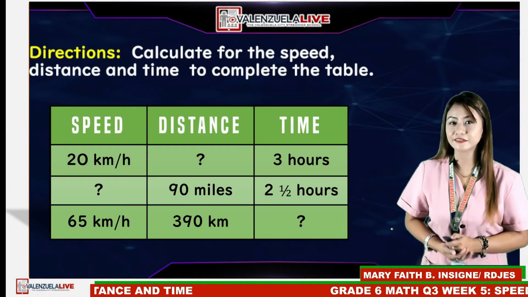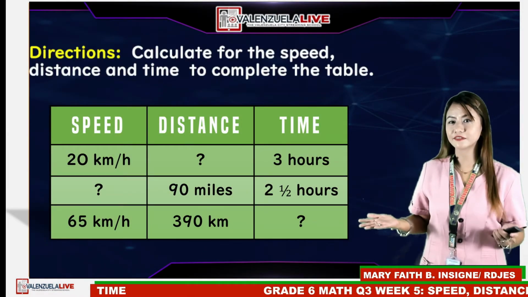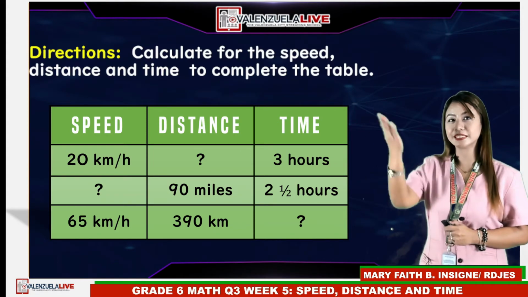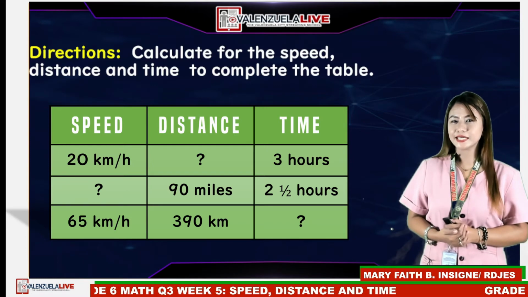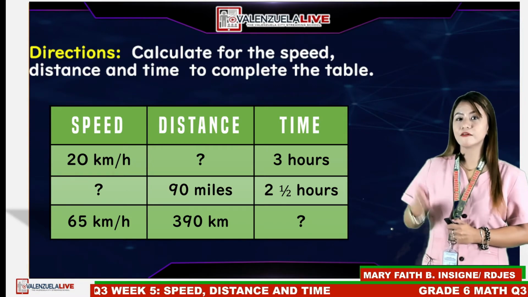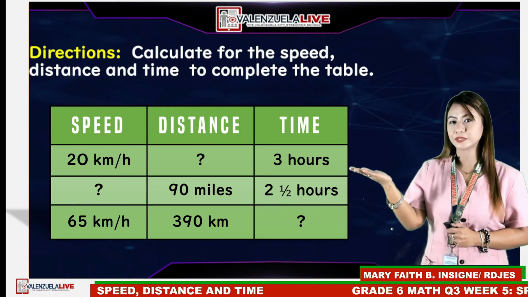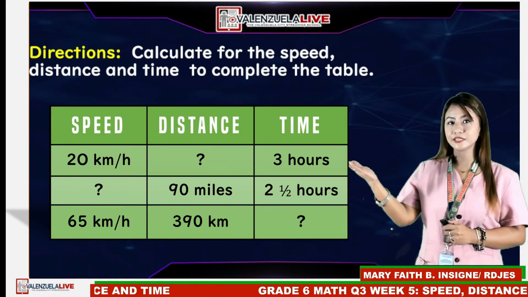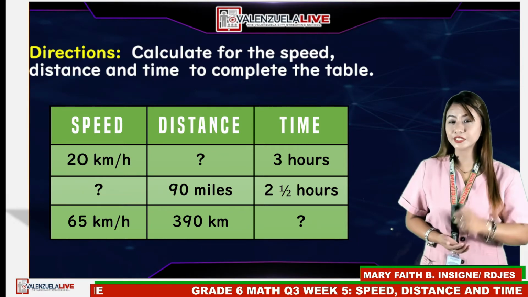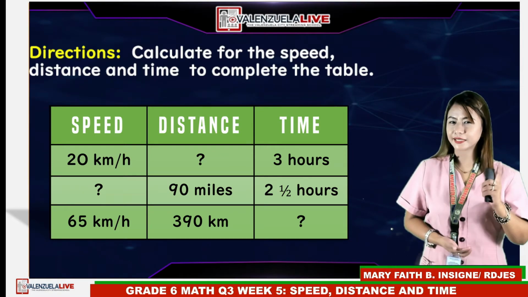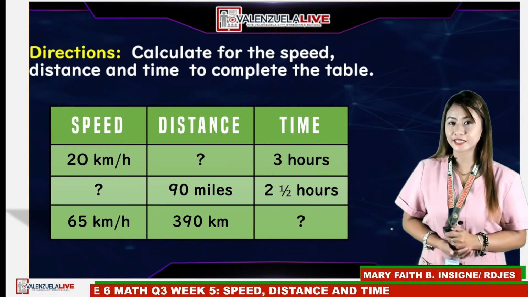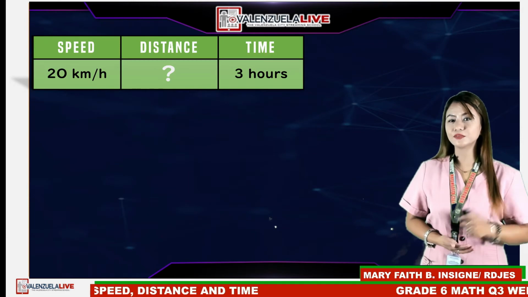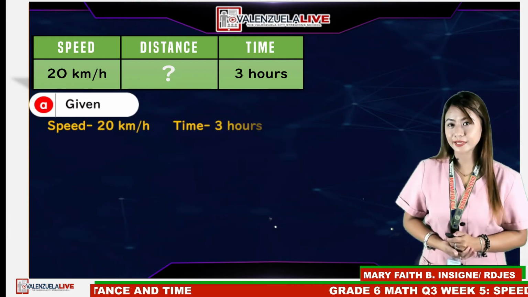But let's have more exercises to familiarize on how to calculate the speed, distance, and time by completing this table. In the first example, find the distance when the speed is 20 kilometers per hour and the time is 3 hours. So we are looking for the distance. Again, how do we solve the distance? Great! To solve the distance, we need to multiply speed and time.